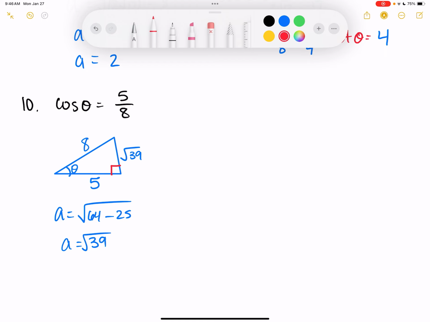So now I set up my 6 trig functions. I already know cosine, so I'm going to go ahead and write that one in.